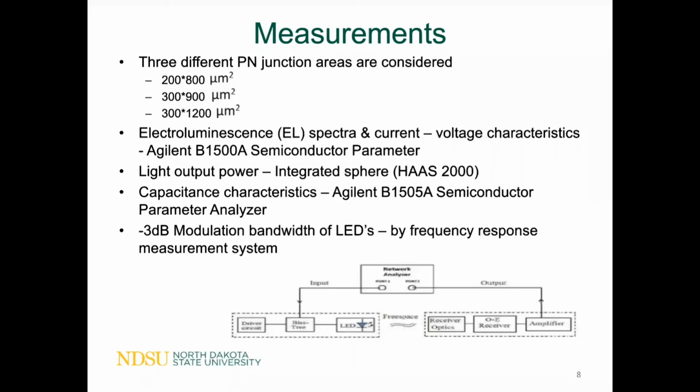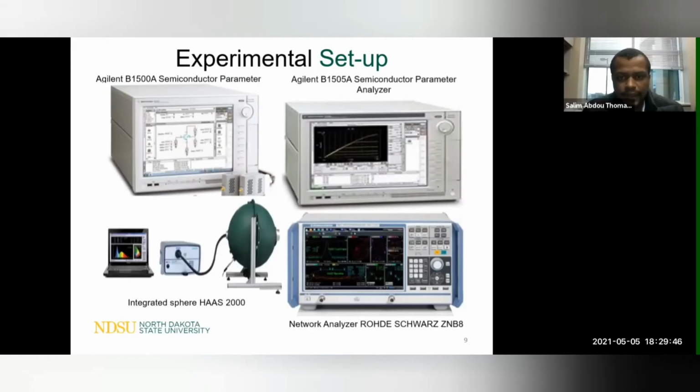For our project, 3 different PN junction areas were considered: 200 by 800, 300 by 900, and 300 by 1,200 micrometers squared. Here's what we measured with the corresponding devices. In this slide, we can see 4 different pieces of equipment that were described earlier in the circuit, and those were used to characterize the 3 different devices.